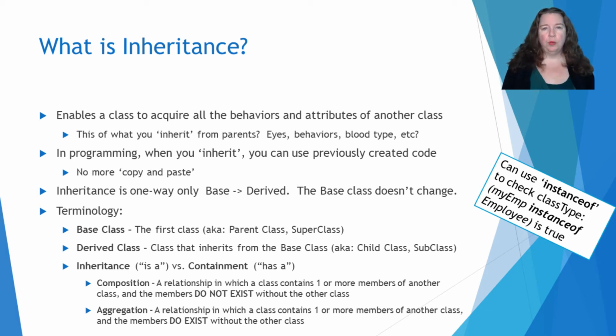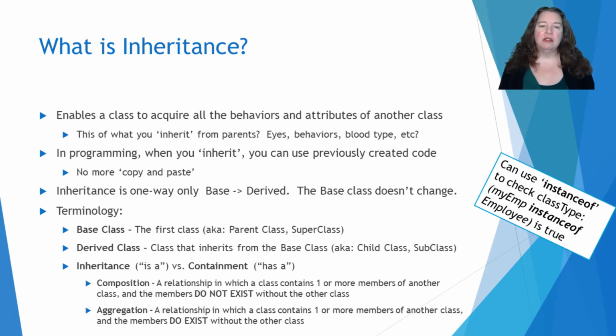Inheritance is only one way. The same way that you don't give traits to your parents, derived classes cannot give traits back to the base class. The base class does not change. It stays the same, and it moves on, and it has derived classes that are derived from it. We've discussed the different names of base classes and derived classes.